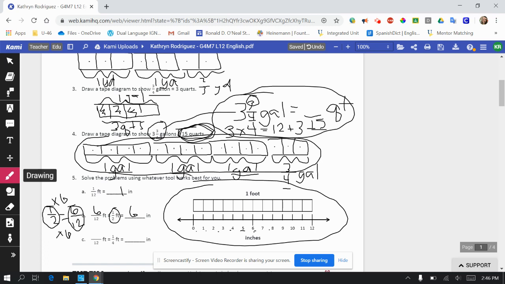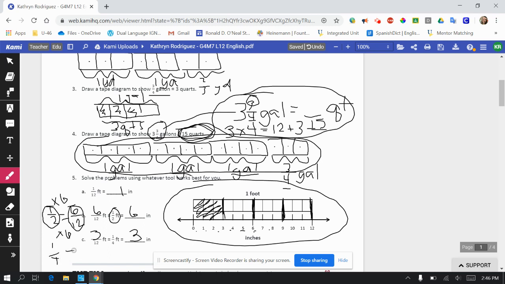All right, let's see, 1/4. So I'm dividing it into 4 pieces. So here's 1 piece, 2 pieces, 3 pieces, and 4 pieces. So in just one of those, I have 3 inches, and that would be considered 3 out of 12.